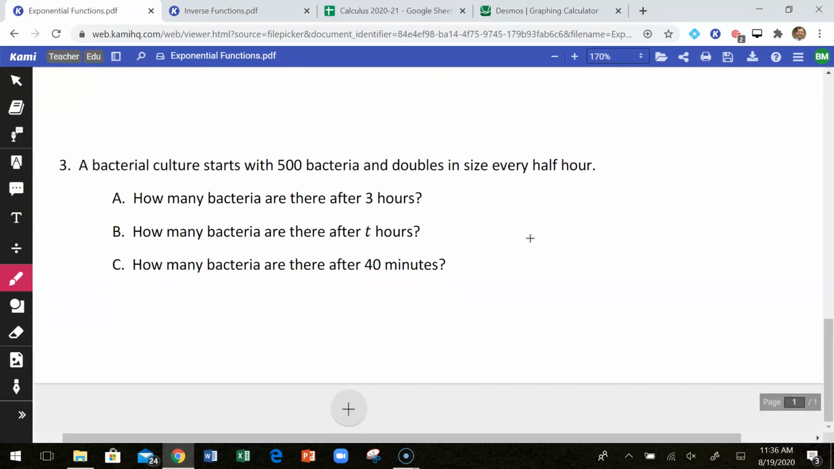Okay, all right, last one. A bacteria culture starts with 500 bacteria and doubles every half hour. And then some questions about that. So how do we write an exponential function?